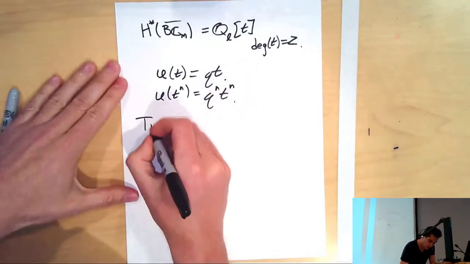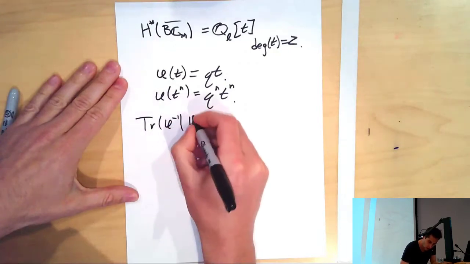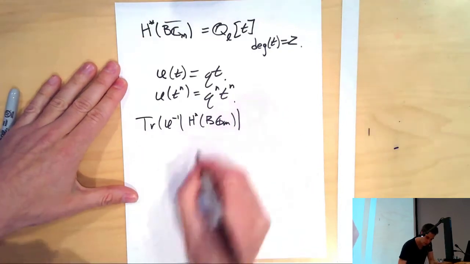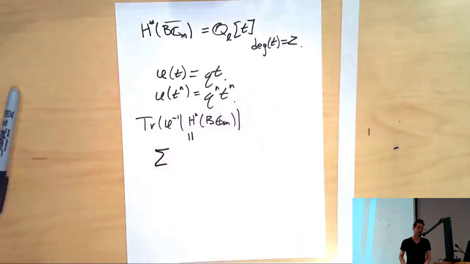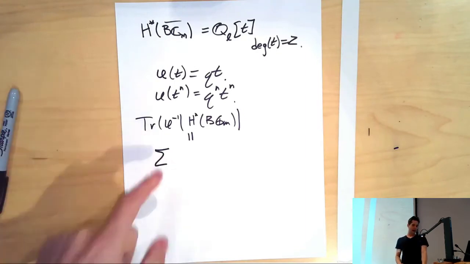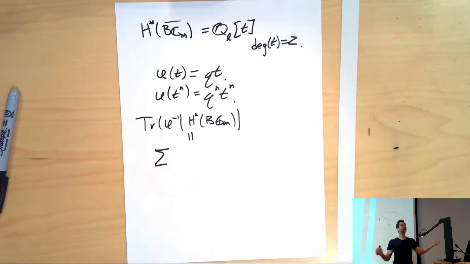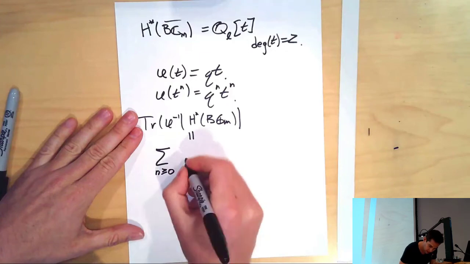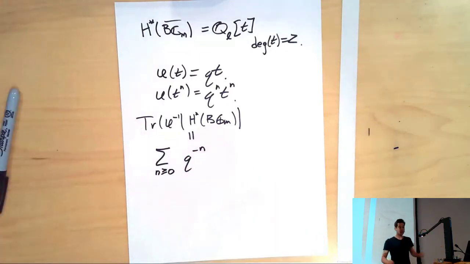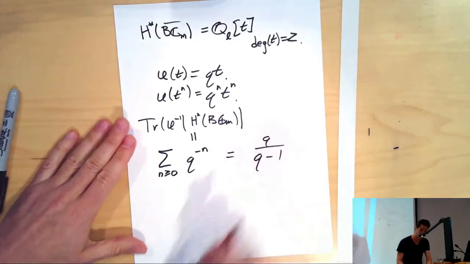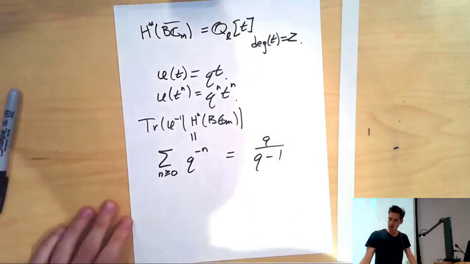So then what happens when you take the trace of phi inverse on the cohomology of BG_m? Well, this is a sum. All the cohomologies are in even degrees, so there are no signs. And what I see is just in degree 2n, I have to take the trace of multiplication by q to the minus n. So this is a sum over all n greater than or equal to 0 of q to the minus n. This is a geometric series, and you can add it up, and you get q divided by q minus 1, which is exactly what you wanted to get.